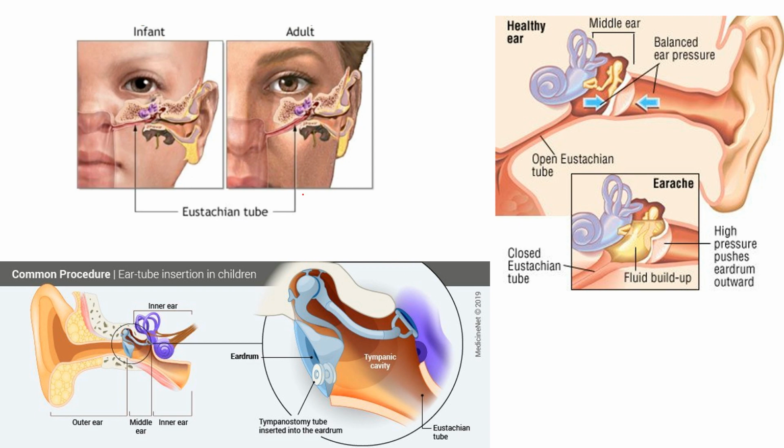So that's where they'll put that tube, inside of that tympanic membrane, and eventually it'll just fall out on its own. This is just showing you, if you look at the eustachian tube of an infant compared to the length of the eustachian tube of an adult, it's a lot longer in the adult. That's why adults don't get ear infections as much as infants do.